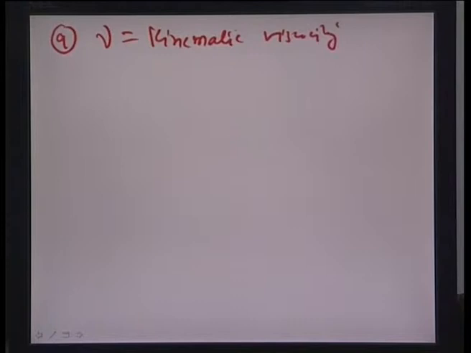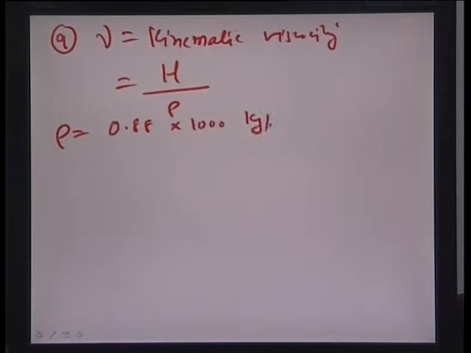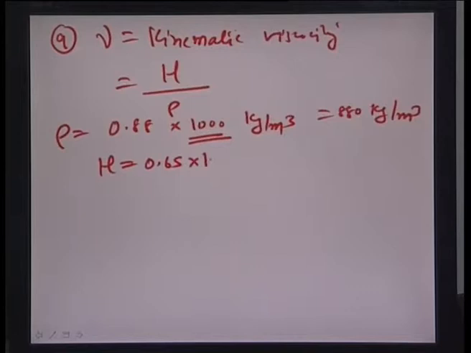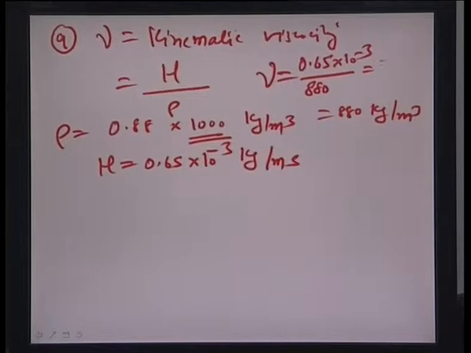This is really the absolute value of viscosity per unit density. Density in this case, as we know, is 0.88 times 1000 kg per meter cube, which is the density of water at standard conditions. So it is 880 kg per meter cube, okay? And viscosity from our earlier question is given to be 0.65 times 10 to the power of minus 3 kg per meter second. So nu here would be 0.65 times 10 to the power minus 3 divided by 880, which is equal to 7.39 times 10 to the power of minus 7.